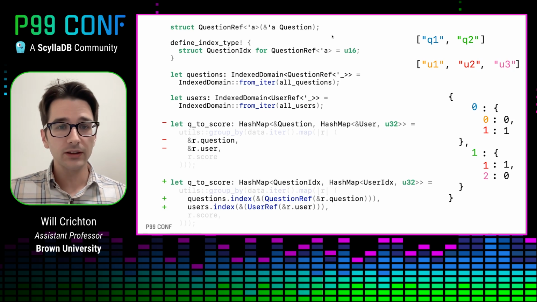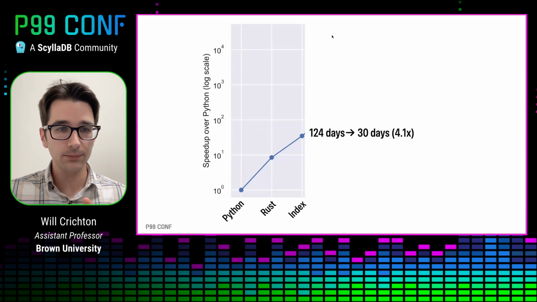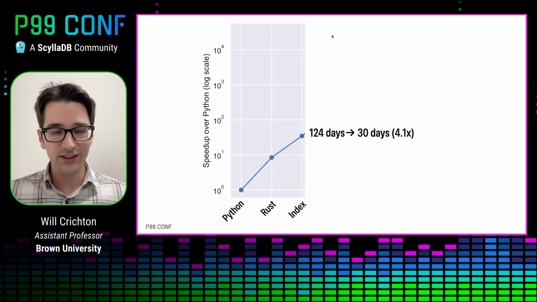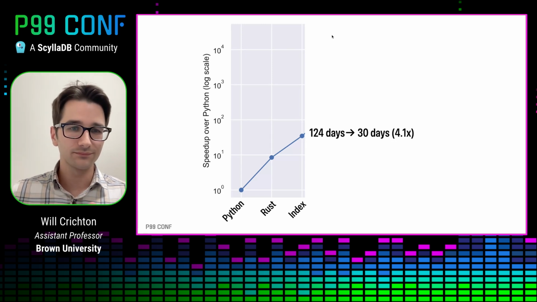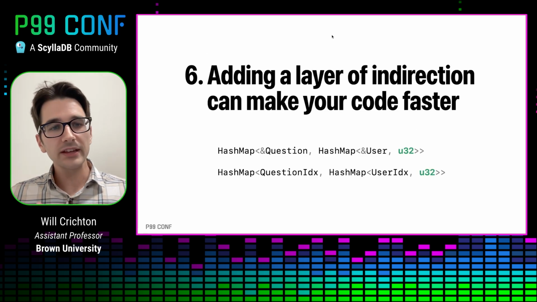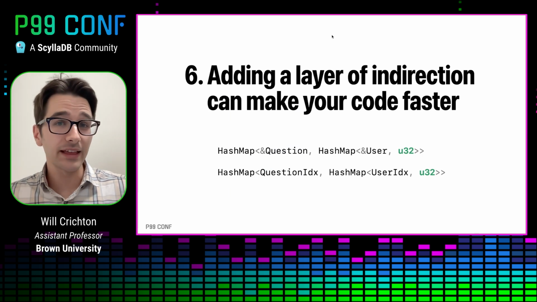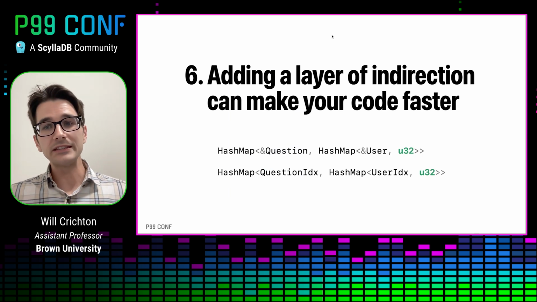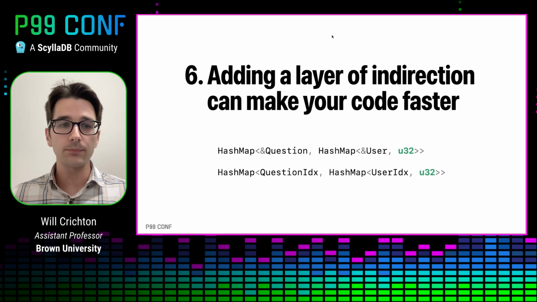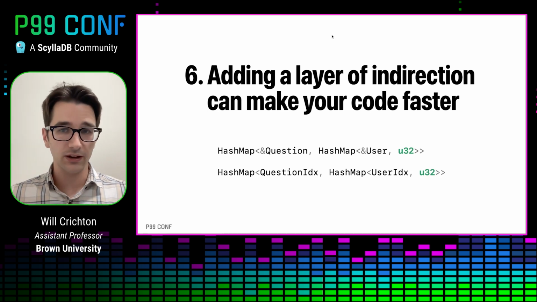Once we do that, and we're hashing this cheaper data type, our code is now 4 times faster than before, just because we're spending less time hashing. And so one lesson here is that sometimes adding a layer of indirection can make your code faster, not slower. By dealing with this cheap proxy type, our inner loop gets 4 times faster.